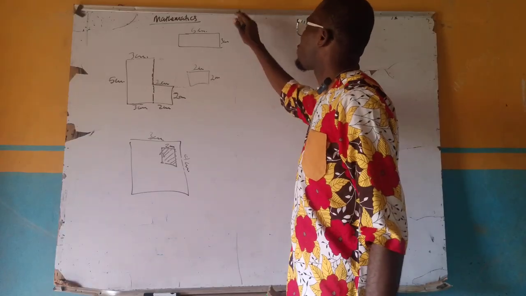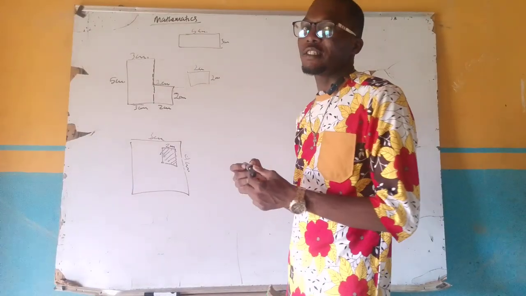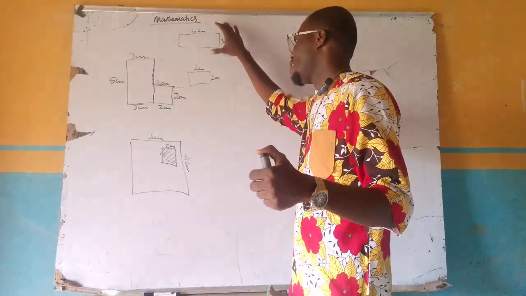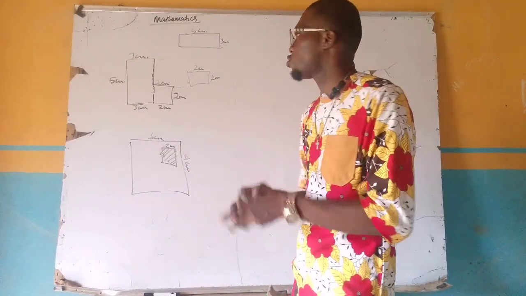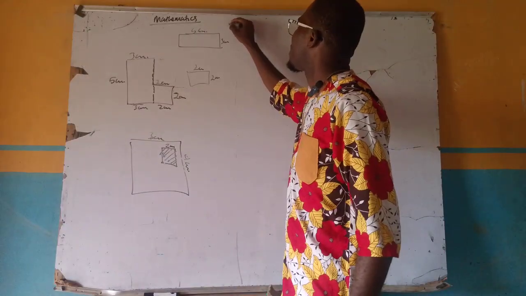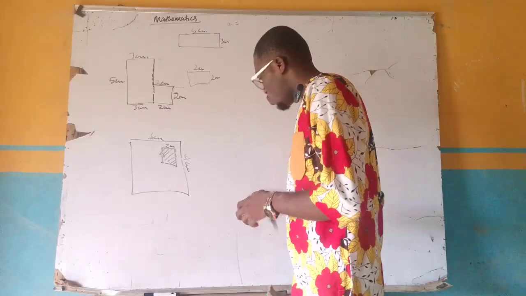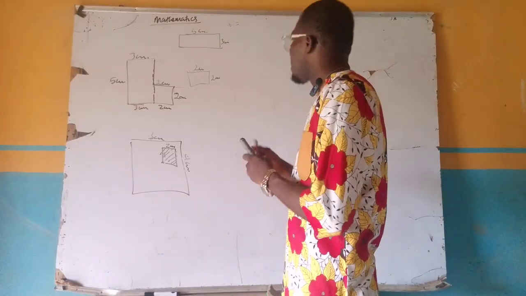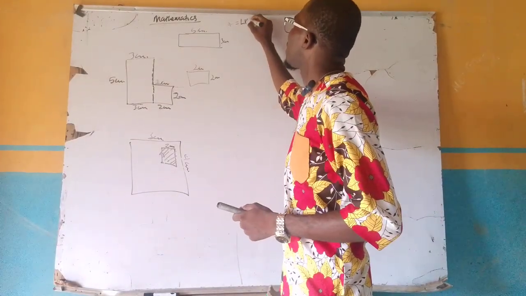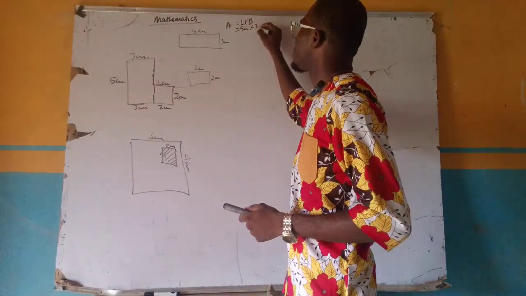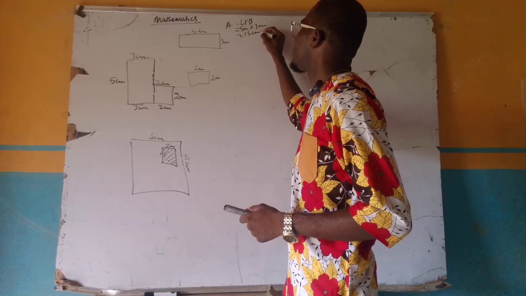So we have to find the area of this, then we add the two values because we split them. So when we find the area of this and area of this, we add them together. The formula for area of a rectangle is what? Length times breadth. So we have 5 centimeter times 3 centimeter. That will give us 15 centimeter square.